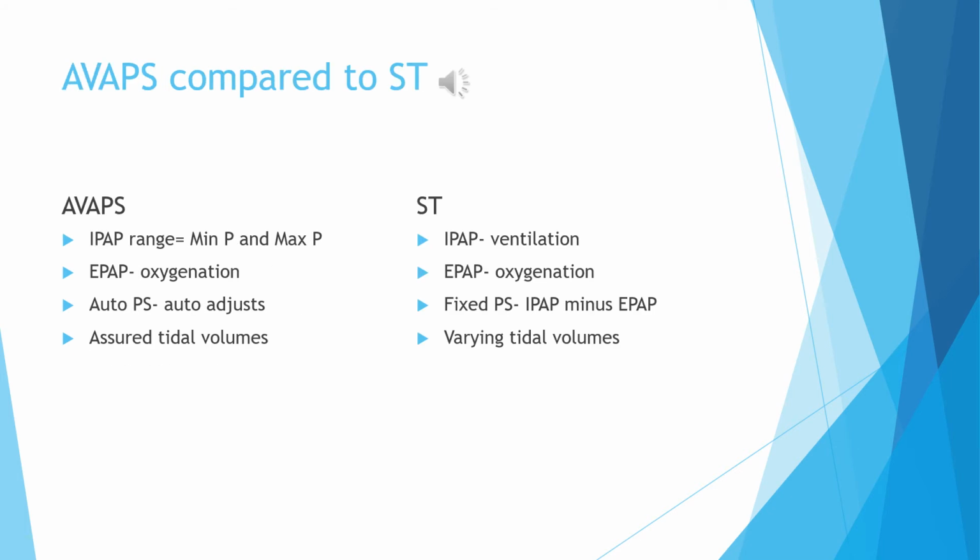In the traditional ST mode of ventilation, an IPAP and EPAP are set. This results in a fixed pressure support and varying tidal volumes. In AVAPS, a range is set for IPAP, resulting in a consistent tidal volume and varying pressure support.